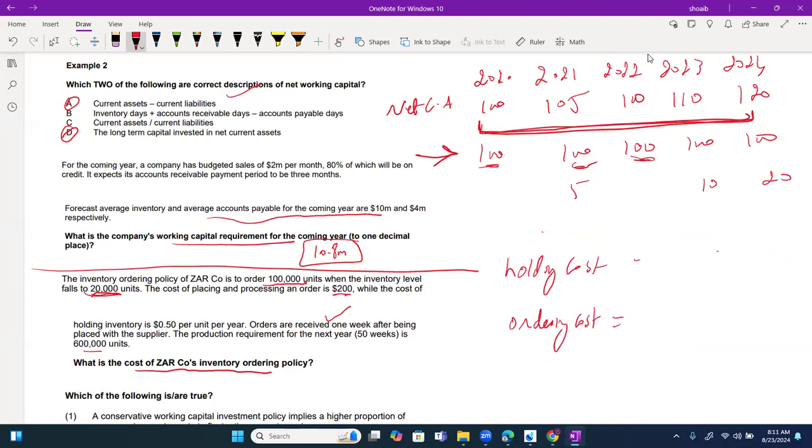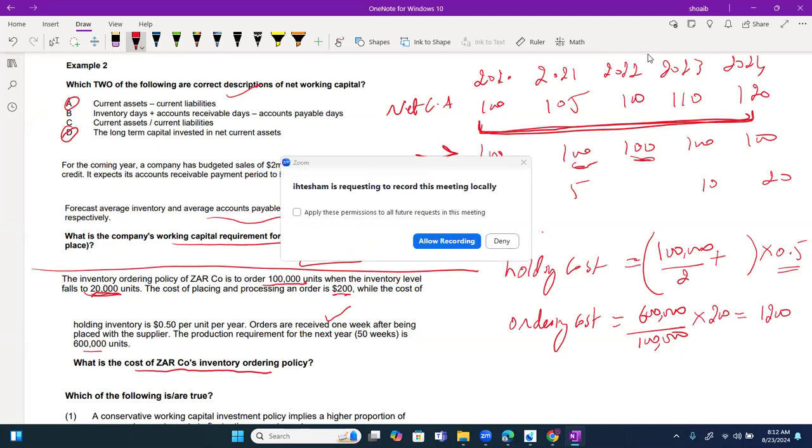Okay, ordering cost is, annual demand is 600,000 units. Order quantity is 100,000 units. So your number of orders would be 6, into per order cost is 200. So 6 into 2, 1200. Holding cost formula is order quantity divide by 2 plus buffer stock, into holding cost per unit, that is 0.5.